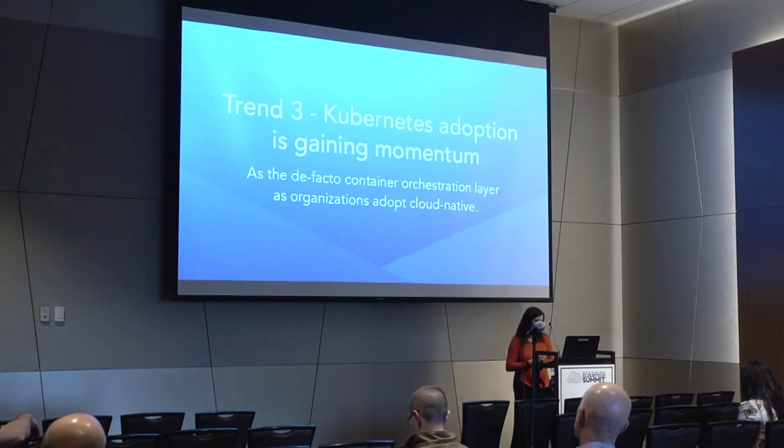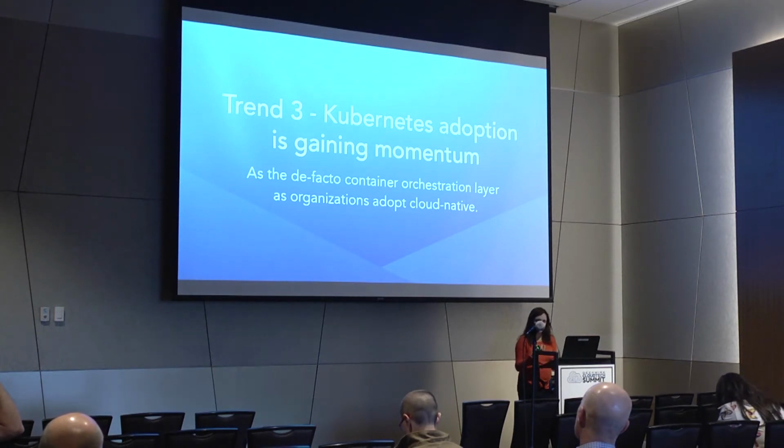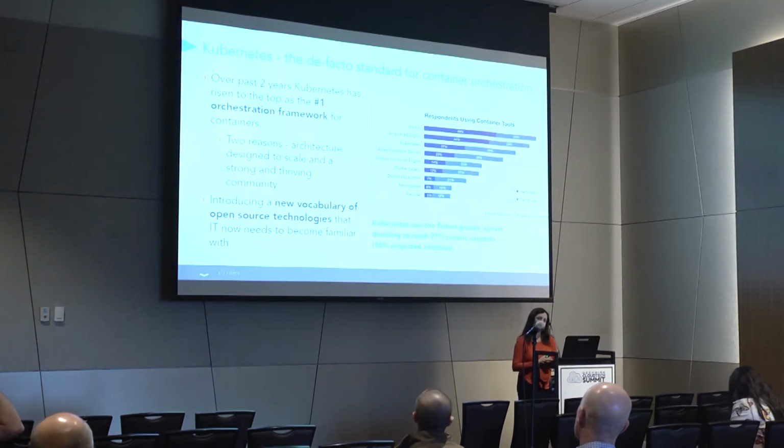Let's go past there. Trend 3. This has become kind of an obvious one, but Kubernetes adoption continues to gain momentum as the de facto container orchestration layer as more and more organizations adopt cloud native. Right, so this is, again, a little snippet from the RightScale State of the Cloud survey. And there have been multiple similar surveys that talk about this data. But this particular survey shows that Kubernetes saw the fastest growth amongst all of the various relevant container management tools and platforms and et cetera.